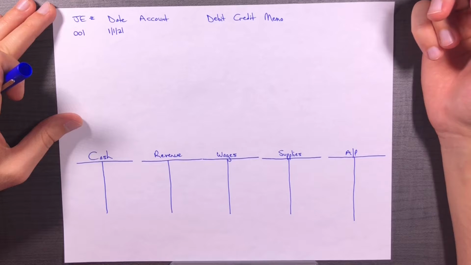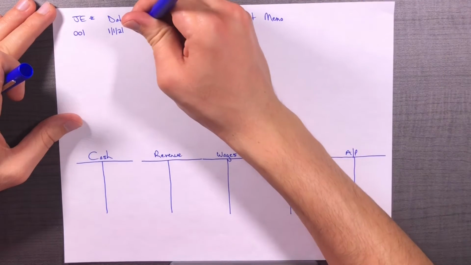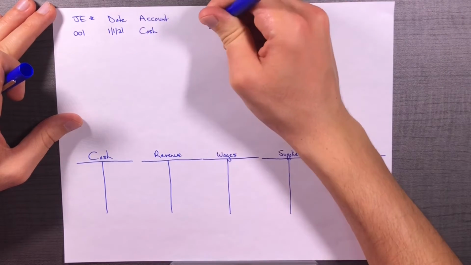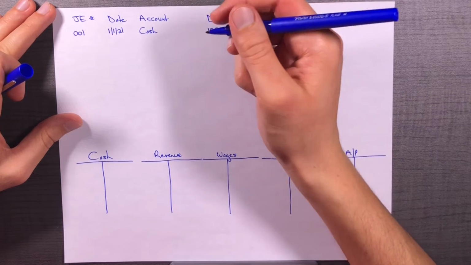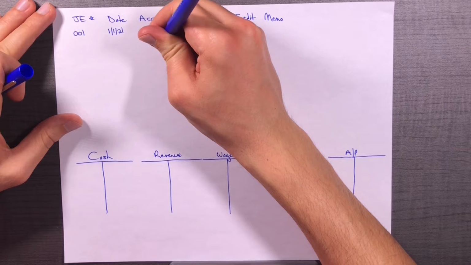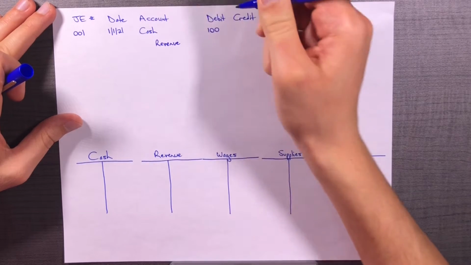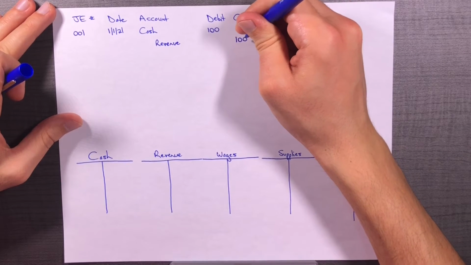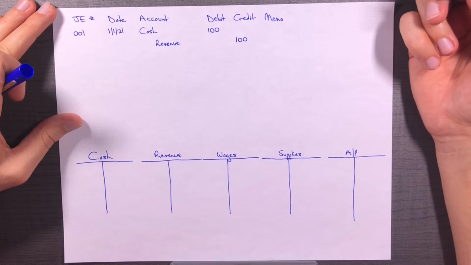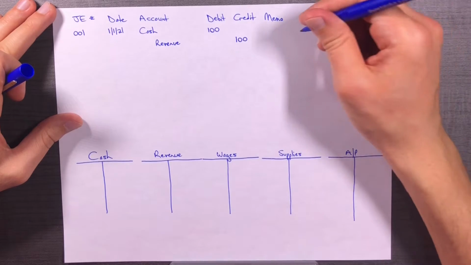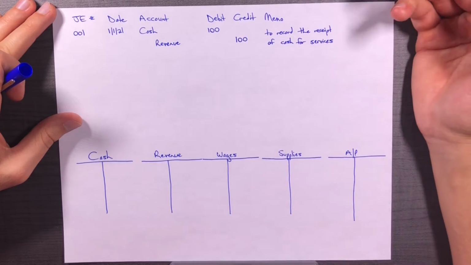Next, we have to list our accounts. I start with cash, and under debits, I'm going to put 100. Underneath, I'm going to slightly indent and write revenue with 100 under credits. Finally, I'm going to add a memo for this journal entry, which I'll simply put as to record the receipt of cash for services. That's all there is to journal entries.